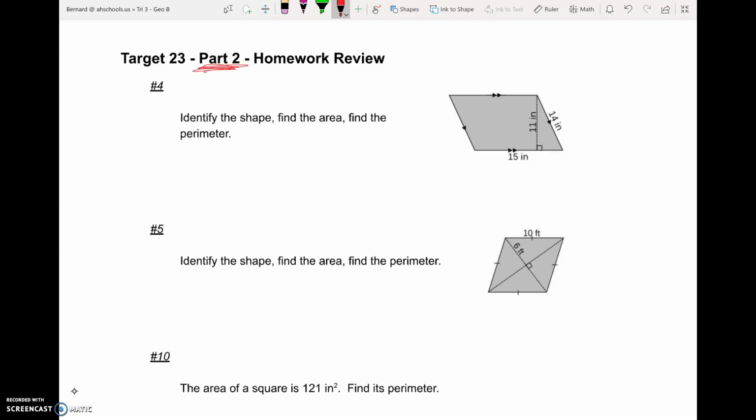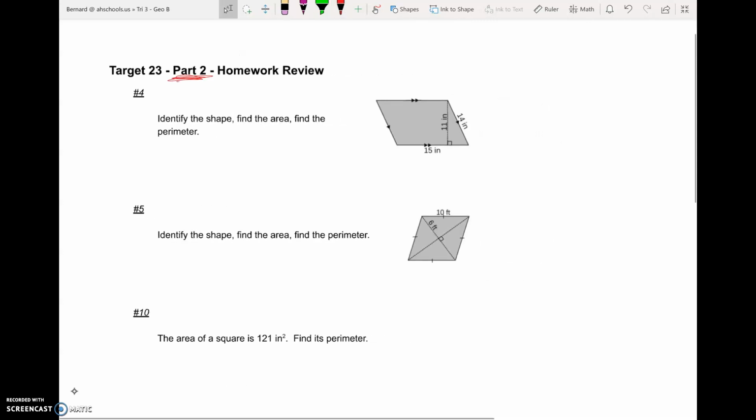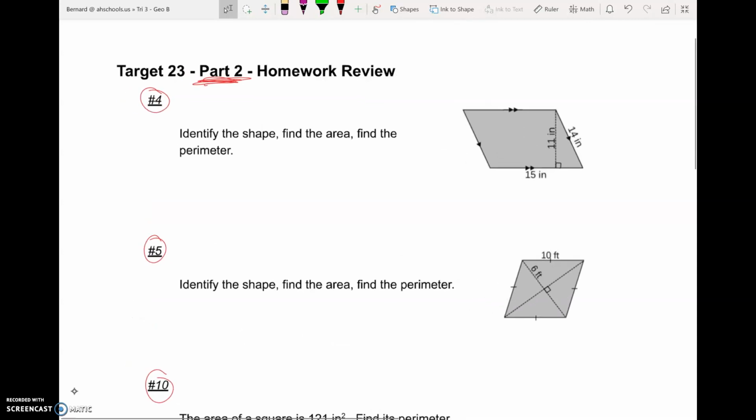As always, this Part 2 homework review matches up with the Part 2 worksheet, and we're just going to go through a couple problems from that worksheet, to give you a little more guidance on what it's like to find area and perimeter of parallelograms, rhombuses, and squares. The problems we'll work through today are number 4, number 5, and number 10. Without further ado, let's just get started.